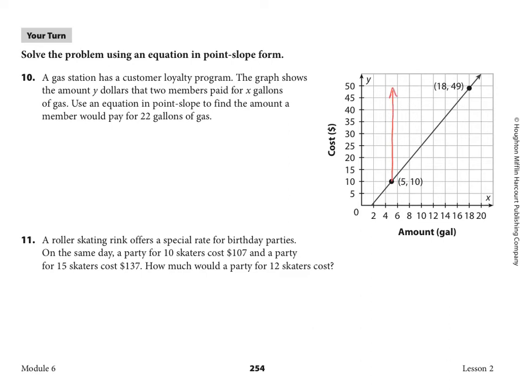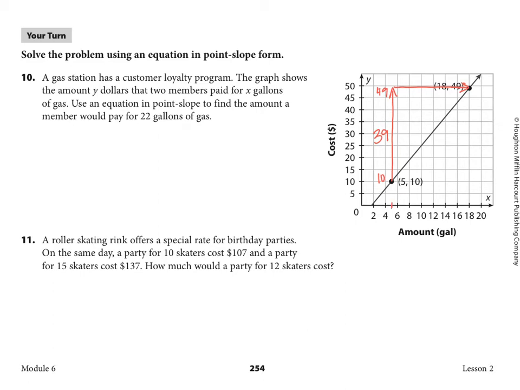This is going all the way back to lesson 5.3, knowing how to find slope on a graph. So how much am I going up and how much am I going to the right? Well, I'm going up from 10 all the way up to 49. So how much does that go up? It goes up by 39. That's my rise.